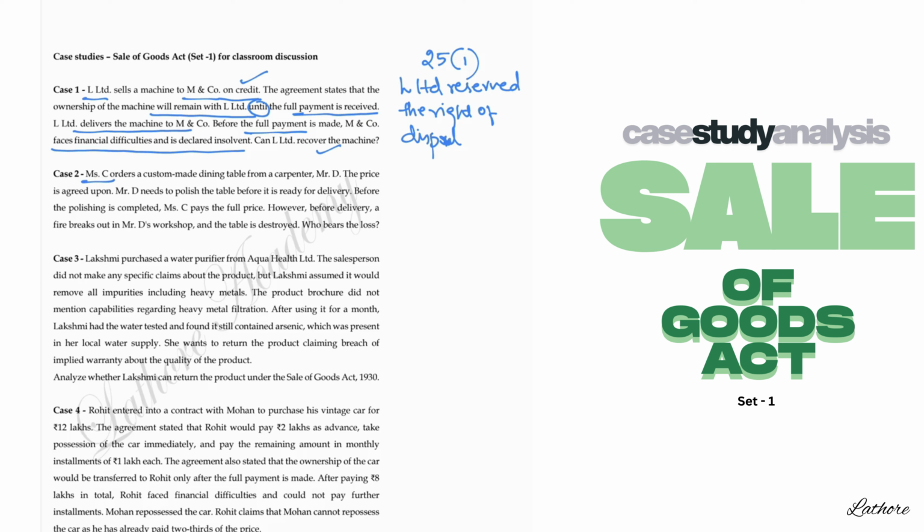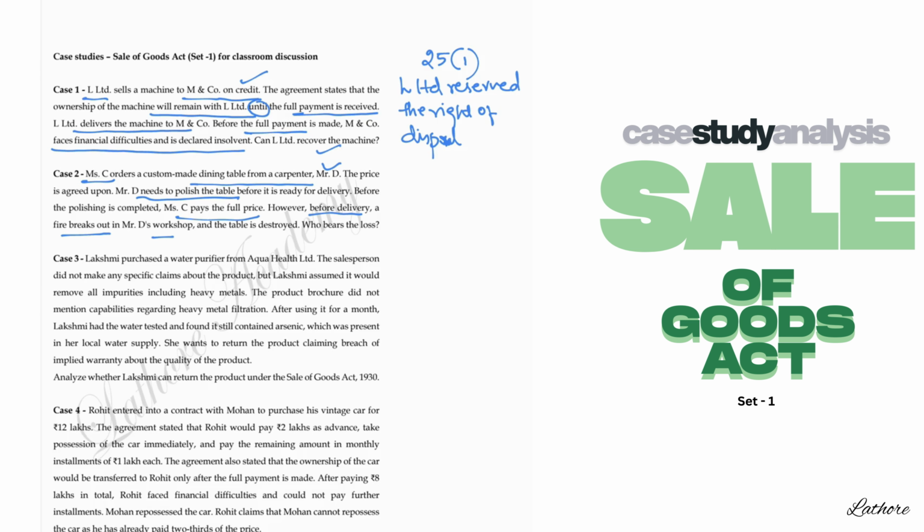The next case is Mr. C orders a custom-made dining table from a carpenter, Mr. D. The price is agreed upon. Mr. D needs to polish the table before it is ready for delivery. Before polishing is completed, C pays the full price. However, before delivery, a fire breaks out in D's workshop and the table is destroyed. Who has to bear the loss?